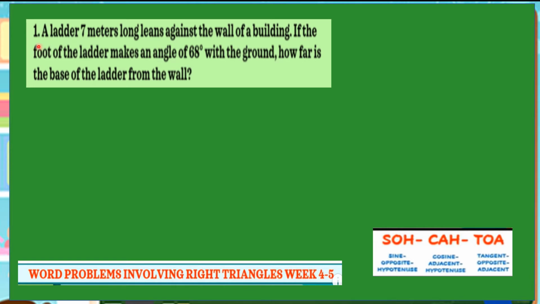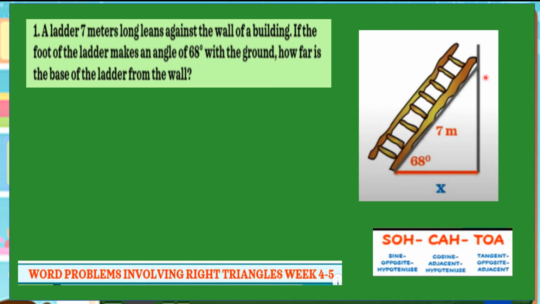So, ang ating first word problem is: a ladder 7 meters long leans against the wall of the building. If the foot of the ladder makes an angle of 68 degrees with the ground, how far is the base of the ladder from the wall? So, bago natin ito sagutan, kailangan natin munang i-drawing ang figure. So, okay. So, we have a ladder with 7 meters long and an angle.